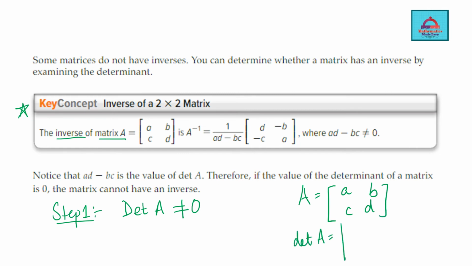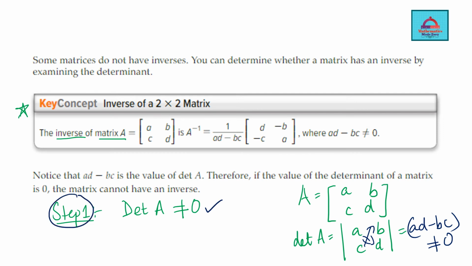Its determinant would be the determinant of a, b, c, d. The rule is primary diagonal minus secondary diagonal, so ad minus bc. This ad minus bc has to be non-zero. That's condition 1. If this step is not true, you cannot find the inverse. So first you check this condition. After you do this, step 2 is to apply the formula.